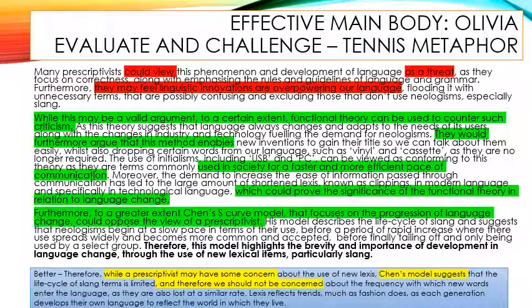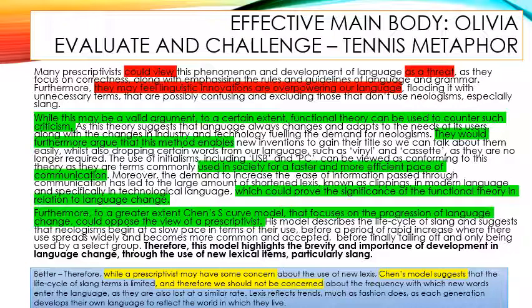Furthermore, to a greater extent, Chen's S-curve model that focuses on the progression of language change could oppose the view of a prescriptivist. His model describes the life cycle of slang and suggests that neologisms begin at a slow pace in terms of their use before a period of rapid increase, where their use spreads widely and becomes more common and accepted, before finally tailing off and only being used by a select group.